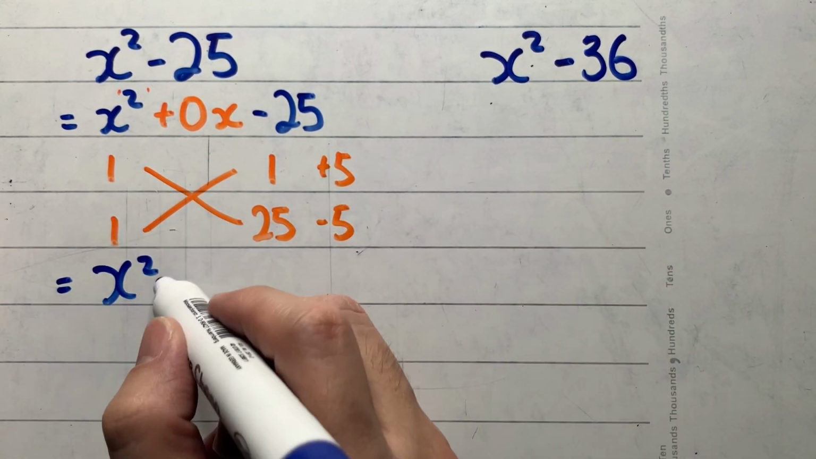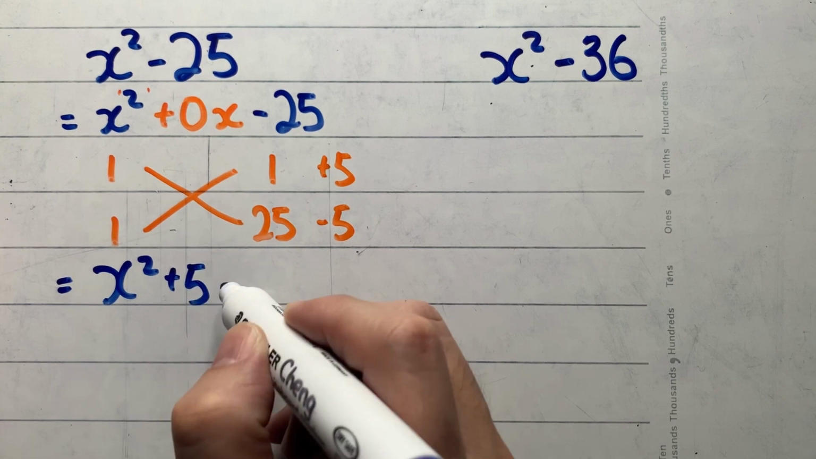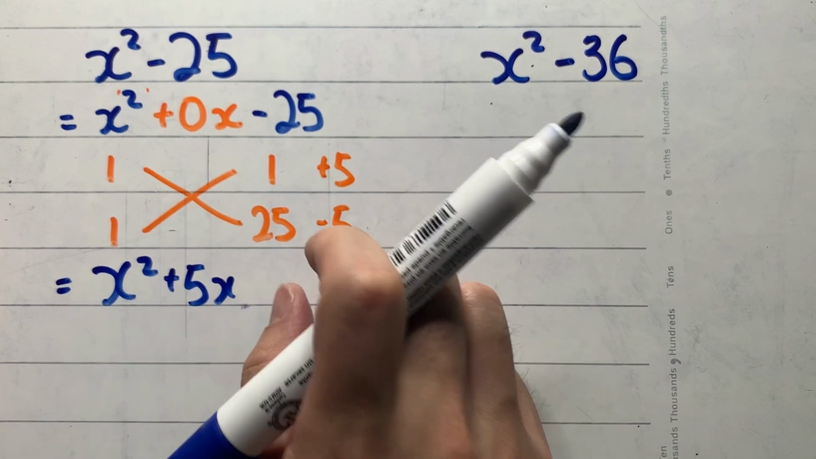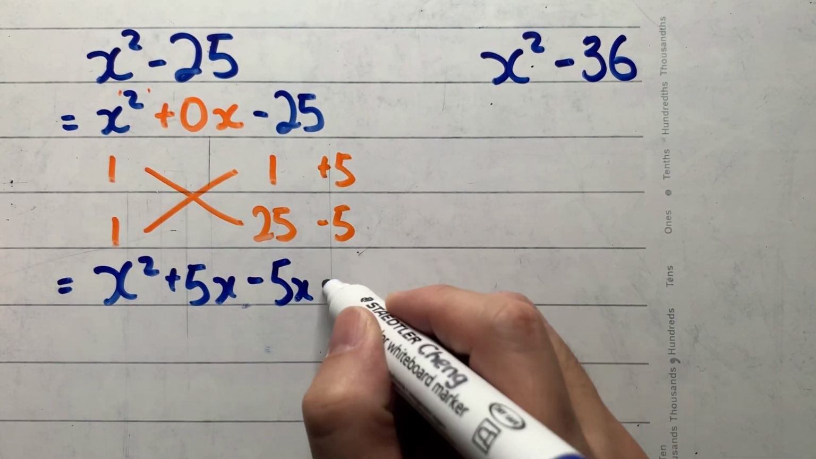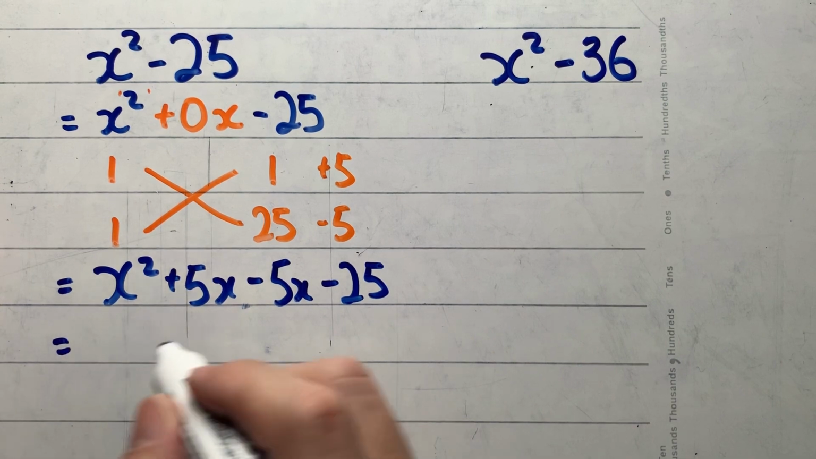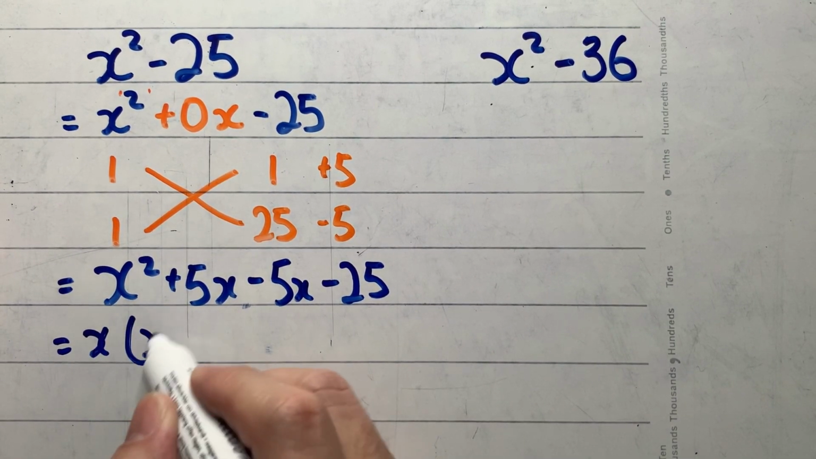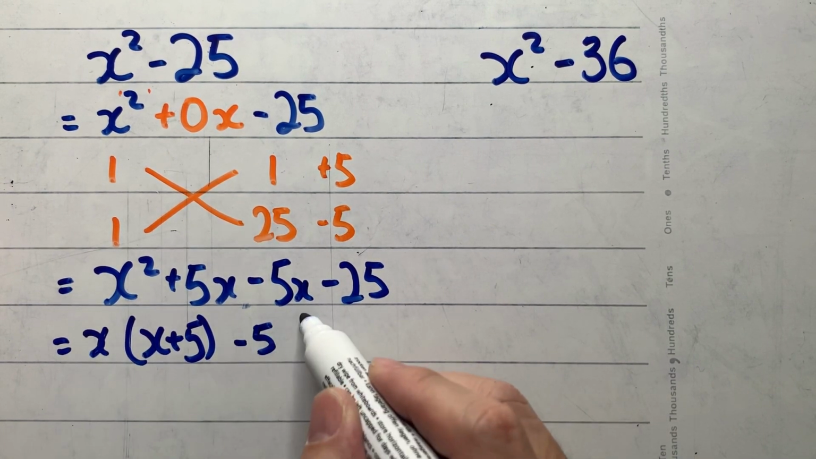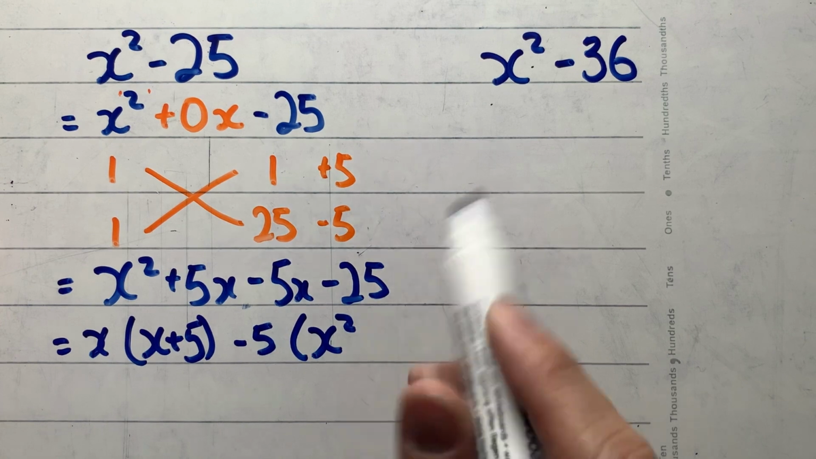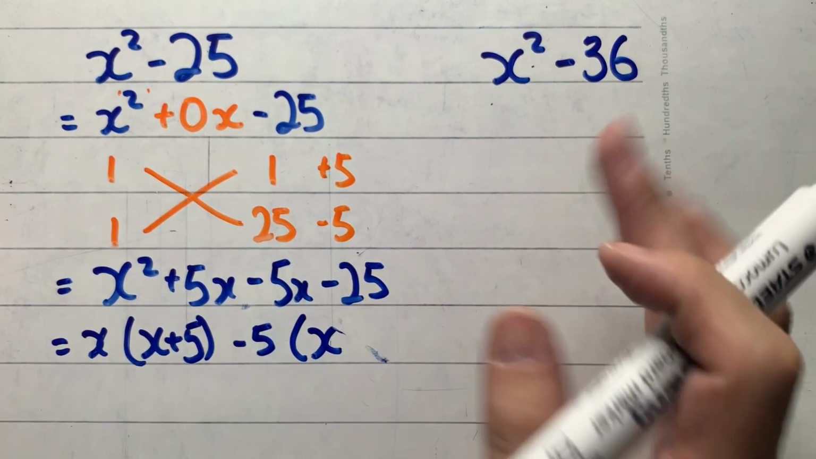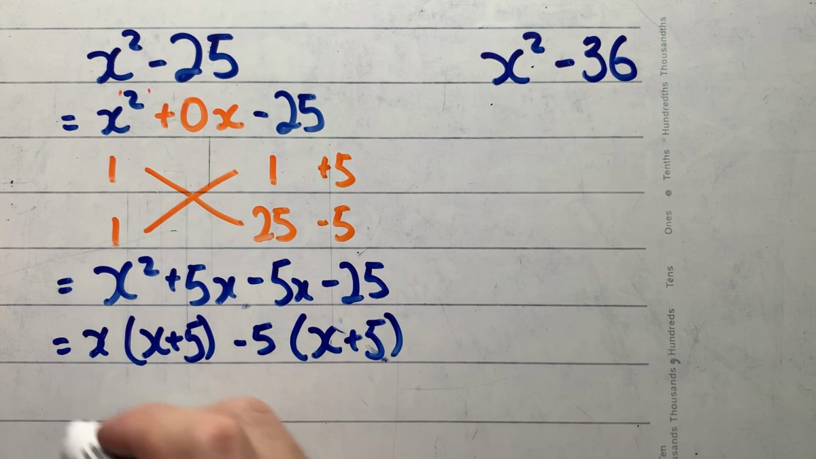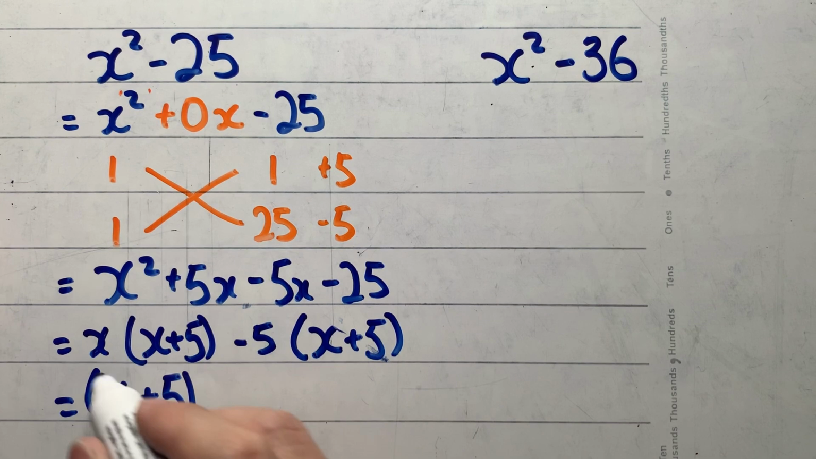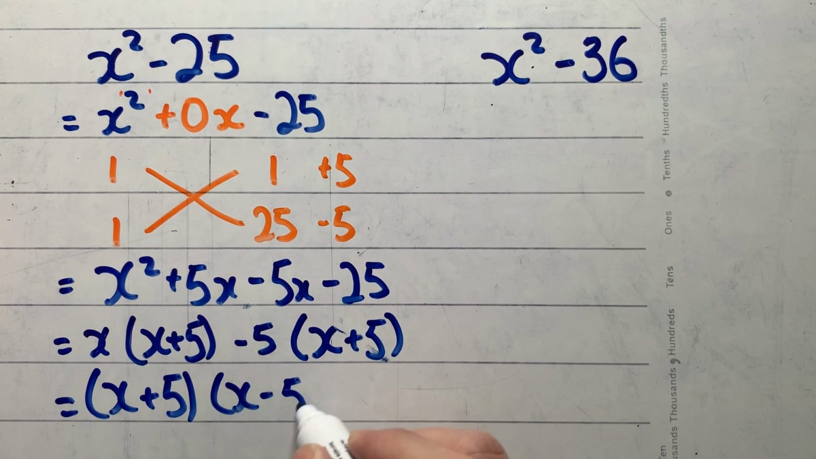So that means this is x squared plus 5x minus 5x minus 25. Common factor here is x, and I have x plus 5. Common factor here is negative 5 because we want a bracket of x plus 5. Now your common factor is x plus 5, and you have x minus 5 remaining.